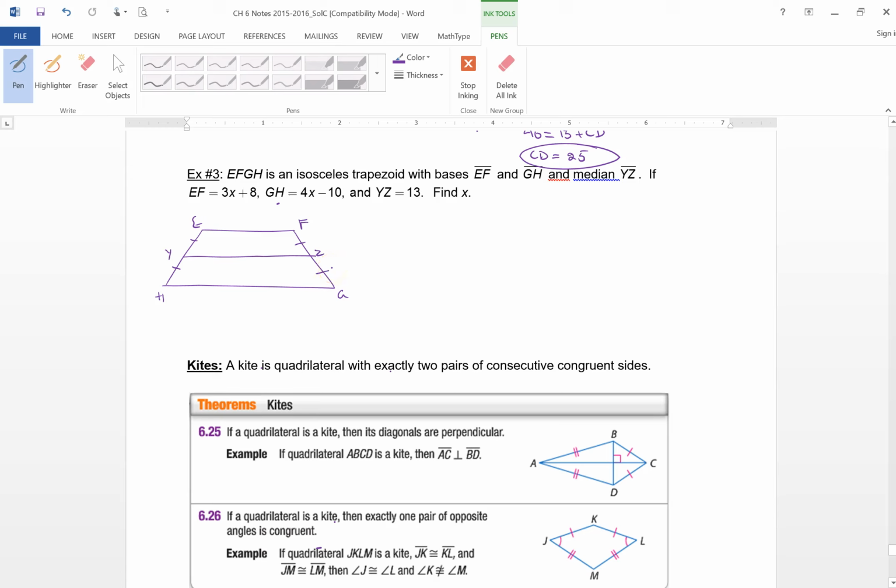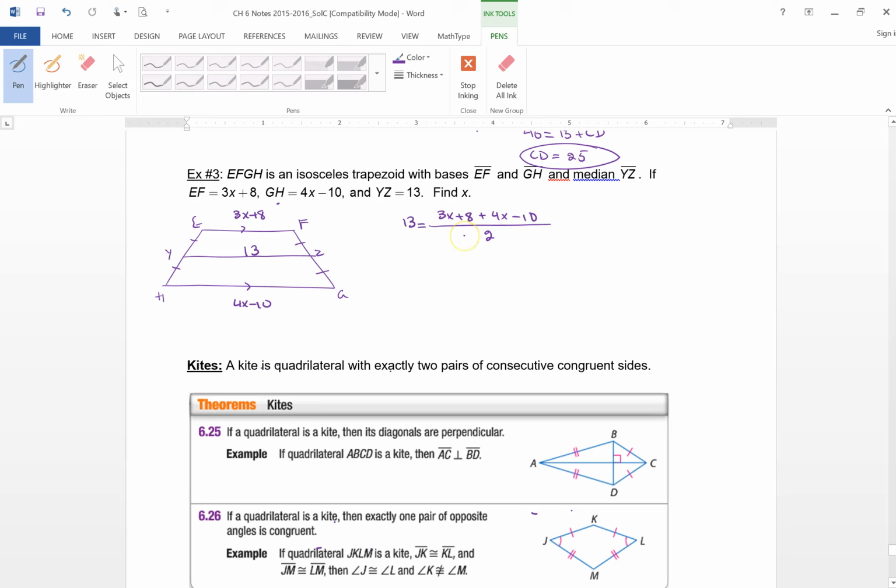each other. Okay? Now you're also told that EF, and let's make the bases parallel so we know it's a trapezoid, EF is 3x plus 8, GH is 4x minus 10, YZ is 13. All right, and we know that the median is the average of the 2 bases. So I'm going to add the 2 bases and divide by 2.